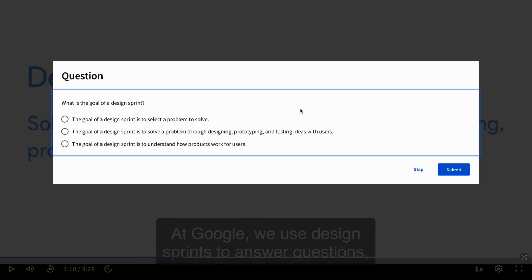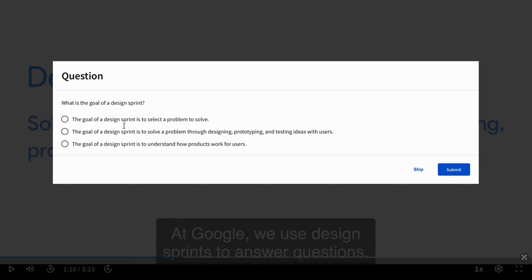Where's the button for design sprint? I think it's this one. They just say this one. Why can't I press it? This is the answer, the middle one is the answer. I don't know why I can't press. It kind of sucks. Anyway, just skip it.